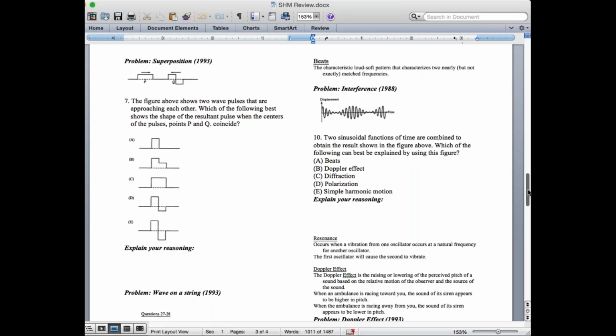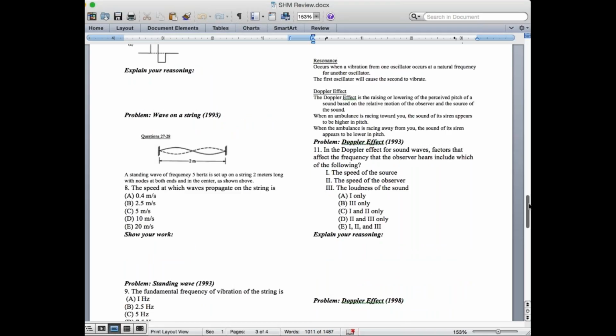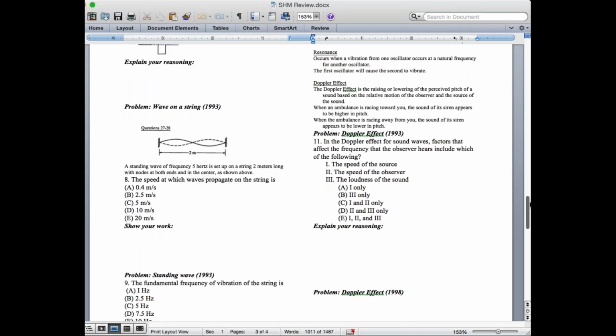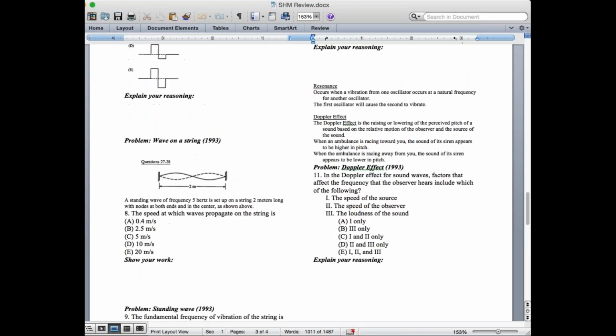Next part, resonance. Resonance is a pretty neat and cool phenomenon. It occurs when vibrations from one oscillator occur at a natural frequency for another oscillator, and we get an increase in amplitude when this happens. The first oscillator will cause the second thing to vibrate. We can make other things vibrate because of how things want to vibrate. It's basically when someone's swinging on a swing, if we push them exactly at the right point, we get them to swing higher. We get an increase in amplitude. It's a pretty neat little phenomenon.